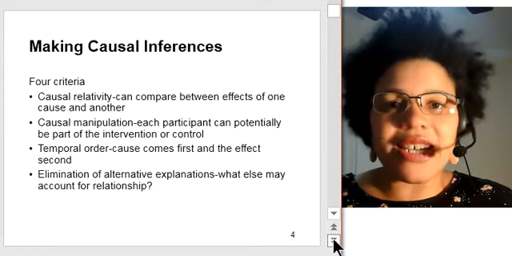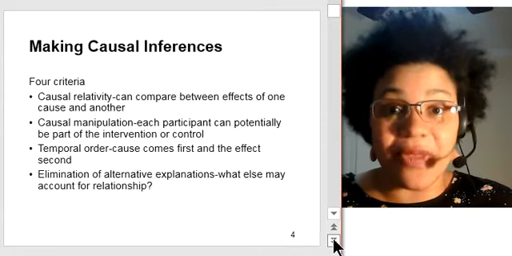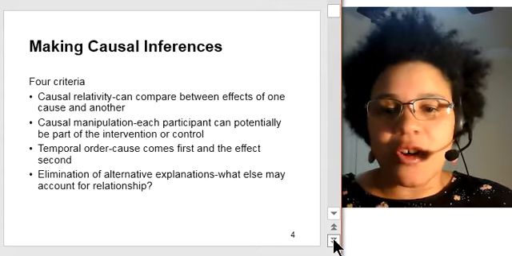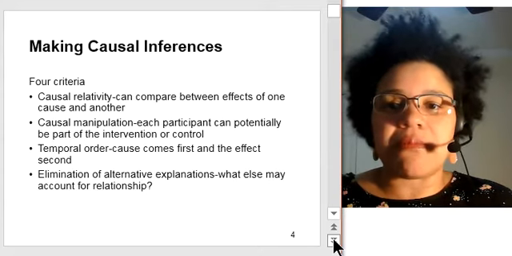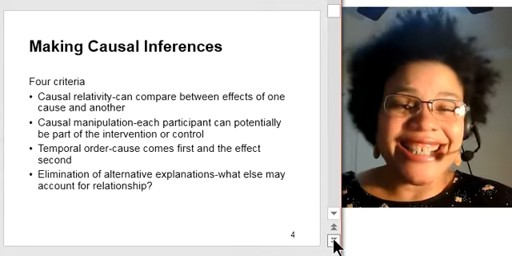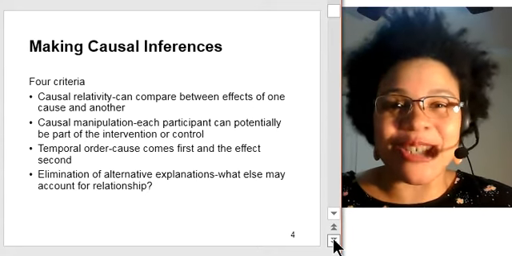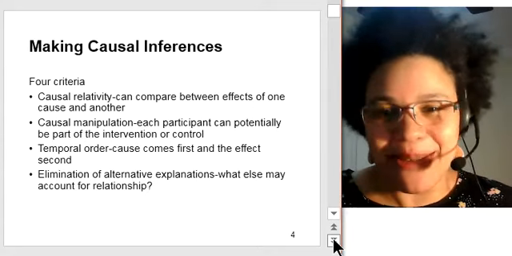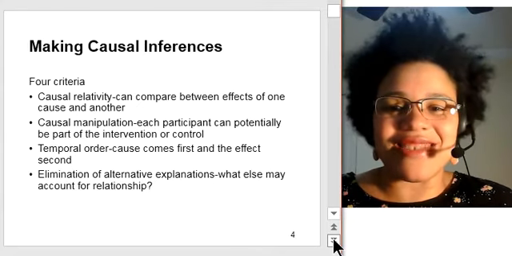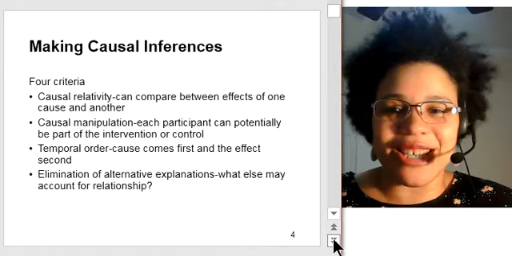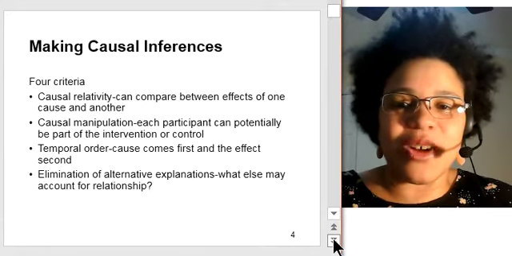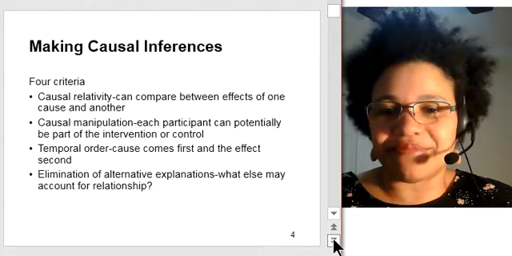There are four criteria for saying that something causes something else, for making a causal inference. First of all, the two things should relate. A math curriculum should relate to math achievement, for example. There should be some kind of relationship between the cause and the effect.